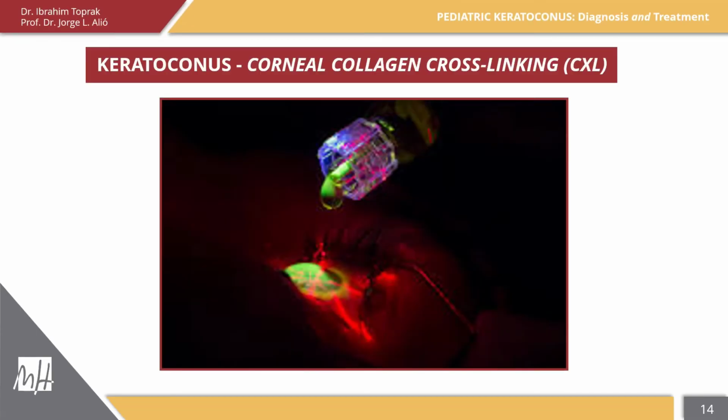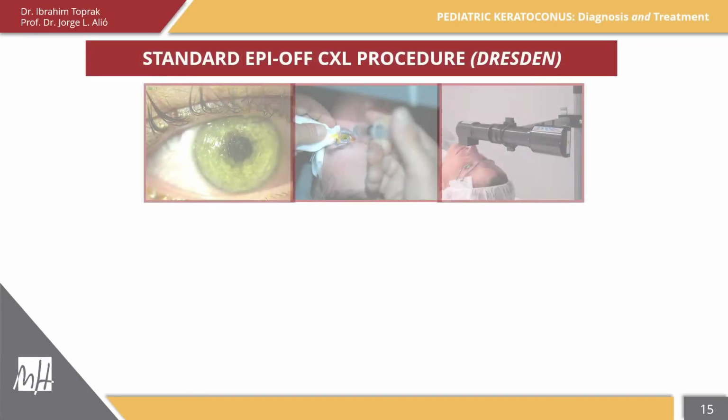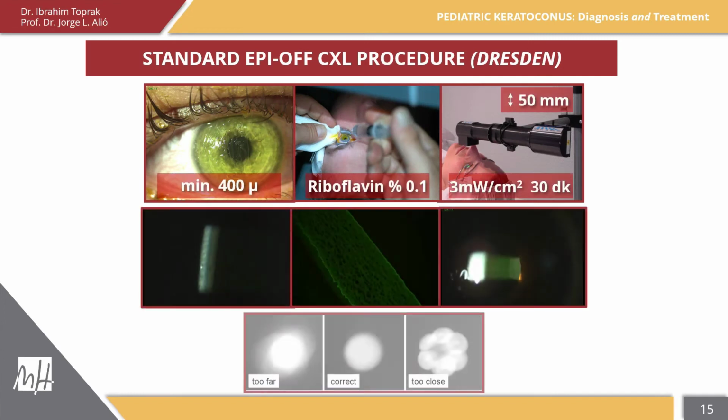Conventional treatment modalities focus on visual rehabilitation in patients with keratoconus. However, the only therapeutic option is corneal collagen cross-linking. The standard epi-off cross-linking procedure, also named the Dresden protocol, includes removal of corneal epithelium, topical administration of riboflavin solution, and irradiation of the cornea with UVA for 30 minutes.